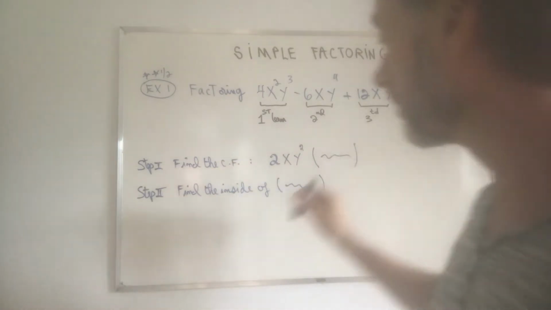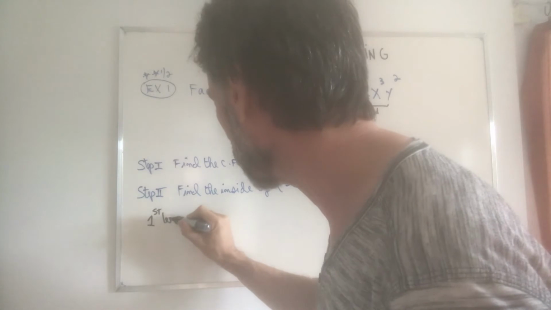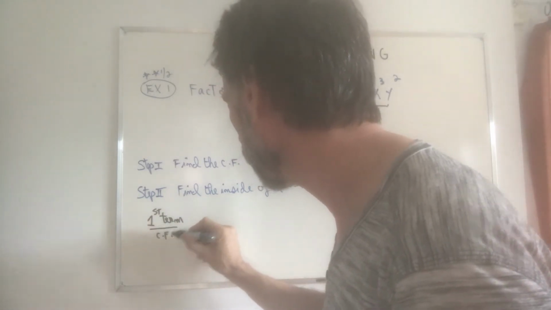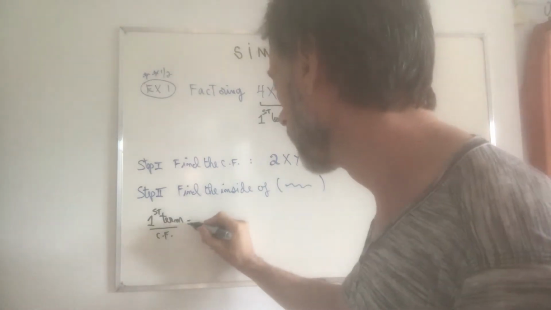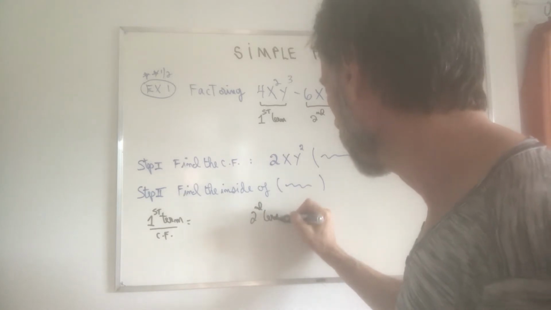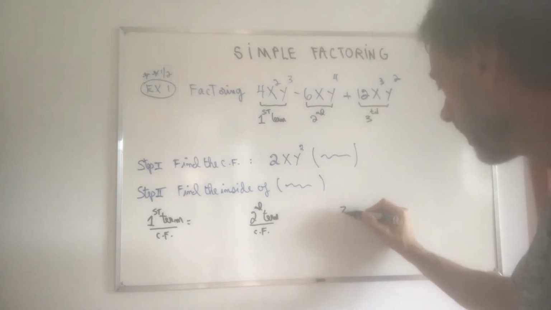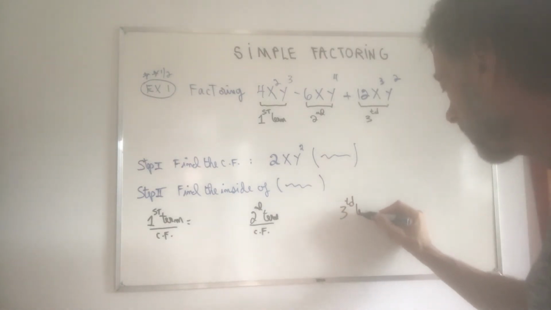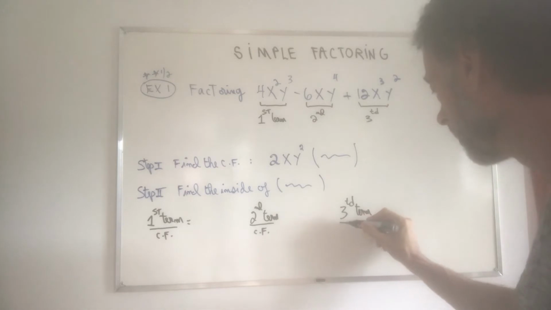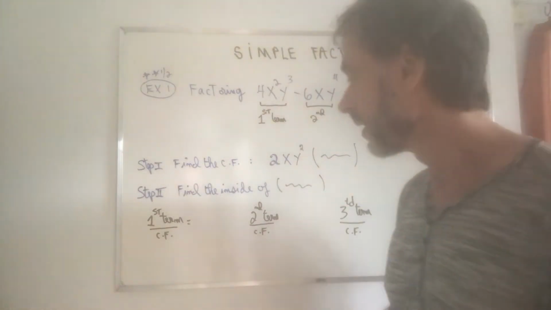To know what goes into this bracket, first I will do the first term divided by the common factor. Then I'll go second term divided by common factor. Then I'll do third term divided by common factor. And these are the guys that actually will go inside the bracket.